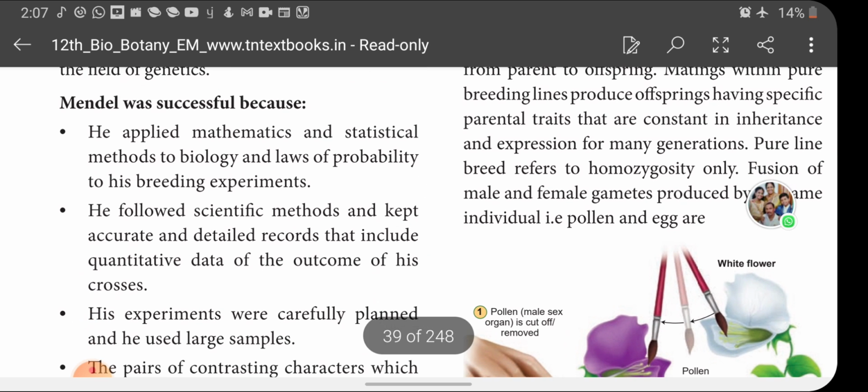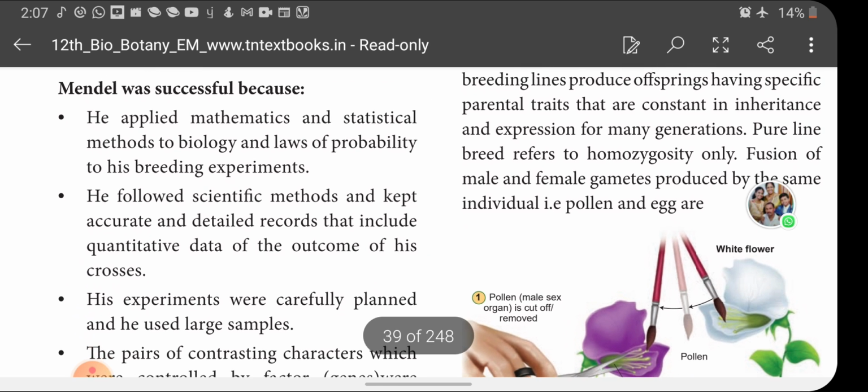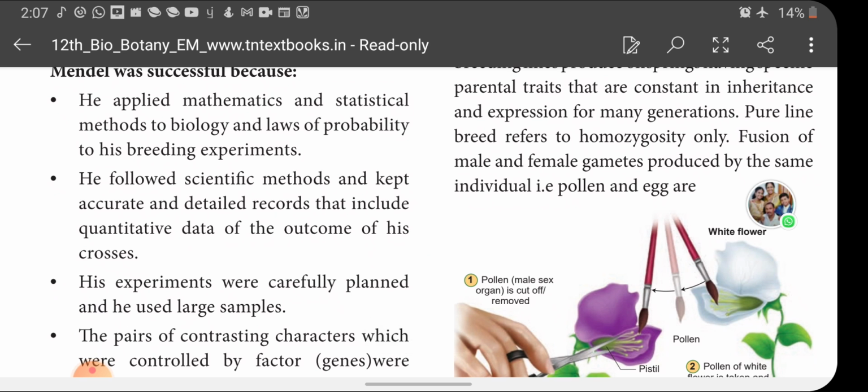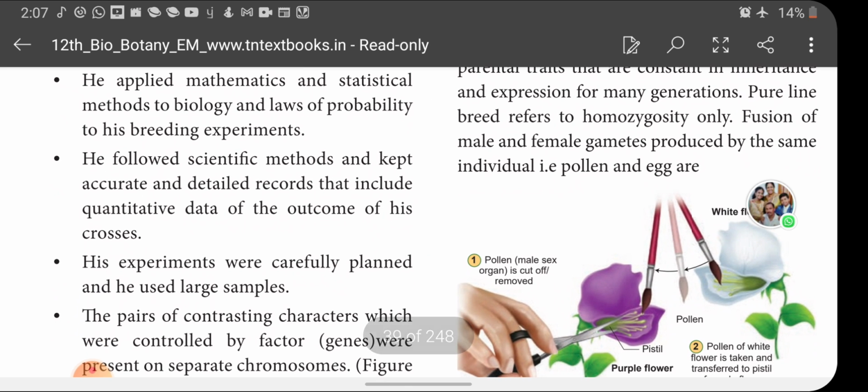Mendel was successful in his work on genetics. Why? Mendel was successful because he applied mathematics and statistical methods to biology and laws of probability to his breeding experiment. He followed scientific methods and kept accurate and detailed records that include quantitative data of the outcome of his cross.